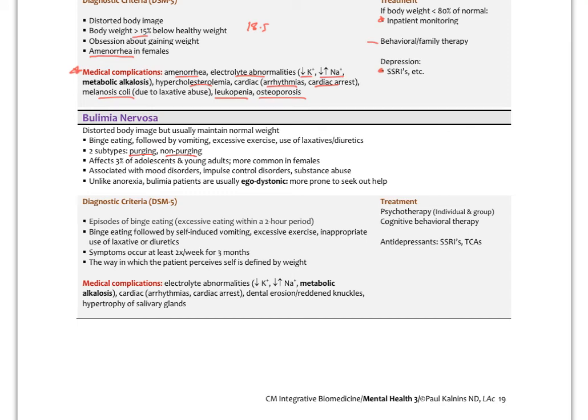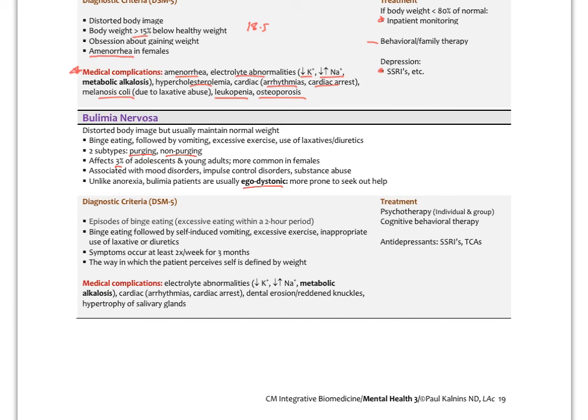This affects, again, about 3% of all adolescents and young adults, more common in females, often associated with mood disorders, impulse control disorders, and substance abuse. And usually, unlike anorexia, bulimic patients are ego dystonic. They're actually more prone to seek out help, whereas anorexia patients are not.